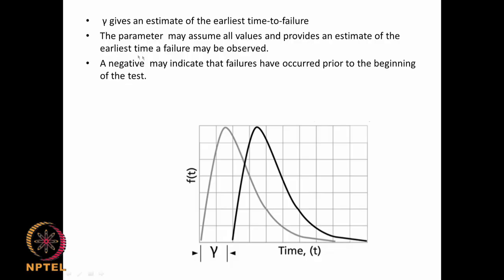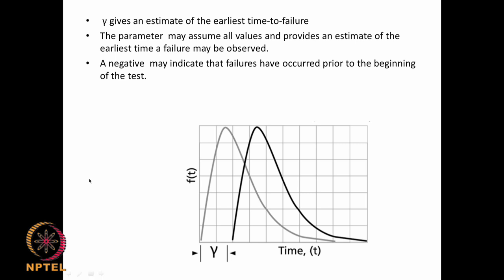So, it is the earliest time for failure. A negative gamma may indicate that failures have already occurred prior to the beginning of the test. That is, if gamma is negative, the graph starts from some other place, below the origin. Obviously that means failures have already occurred before we start our test. Okay. So, these are the 3 parameters in Weibull distribution, and these are the meanings of these 3 parameters.